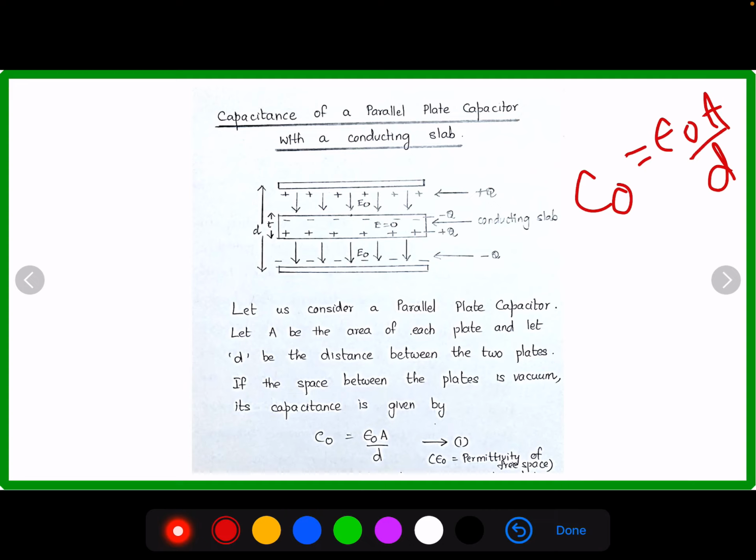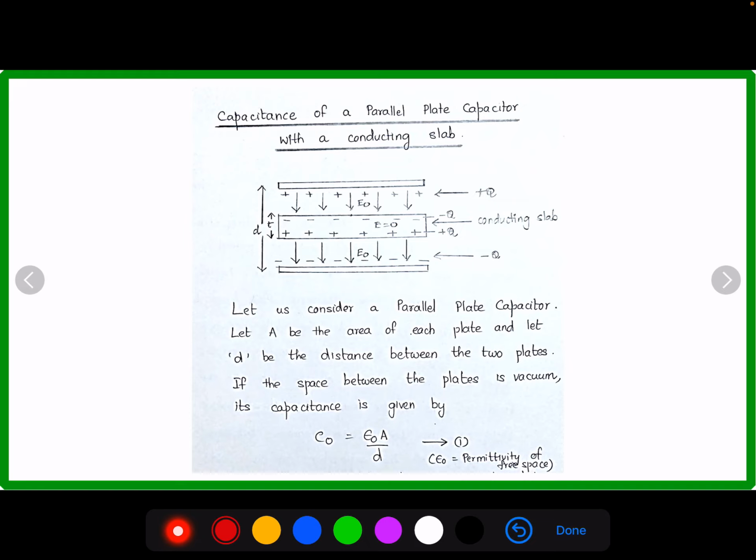So let us first assume a simple parallel plate capacitor with vacuum in between the plates. Let capital A be the area of the plates, and small d the distance between the plates. Then capacitance is given by C naught is equal to epsilon naught A by d.